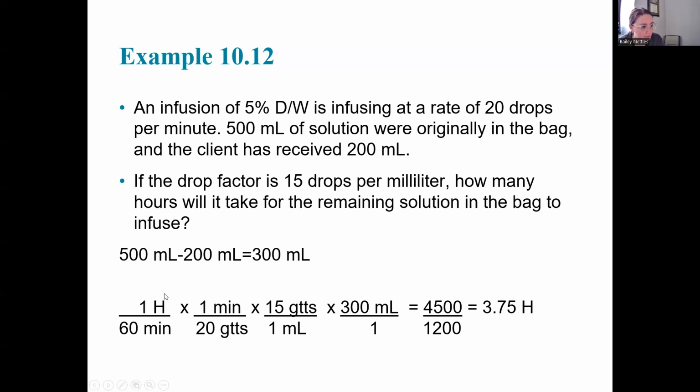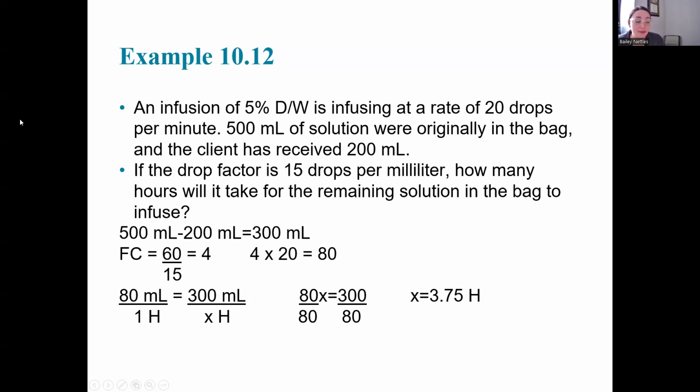Our 1 hour over 60 minutes because we know we have 1 hour equals 60 minutes and we have a minute up here. So then we do our 1 minute over 20 drops so that our minutes can cross out. We're going to put in our drop factor of 15 drops per mL so our drops can cancel out. And then we're going to put in our remaining solution, our 300 mils, so our milliliters can cross out. And I'm only left with this hour over here. Okay. Multiply across, divide, 3.75 hours. All right, now let's do it the factor converter way.